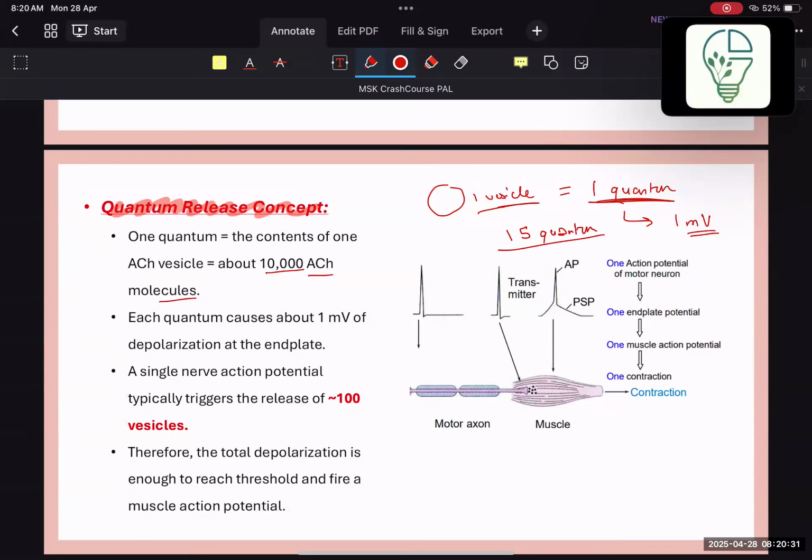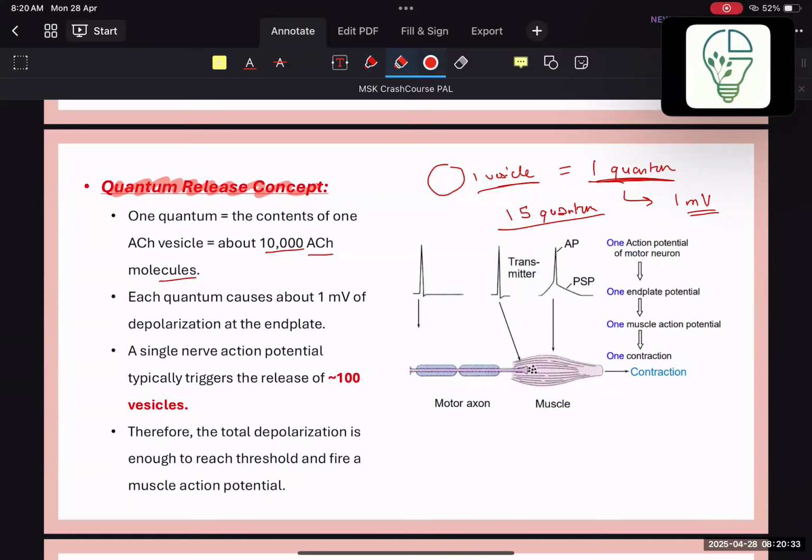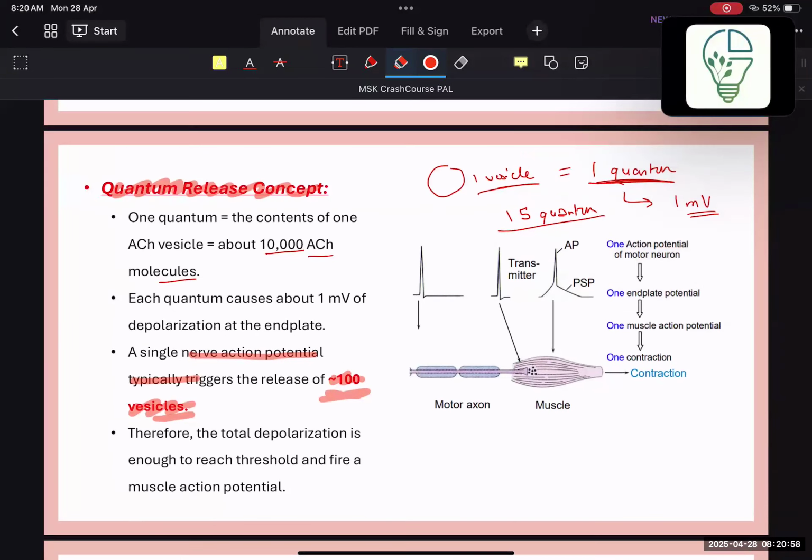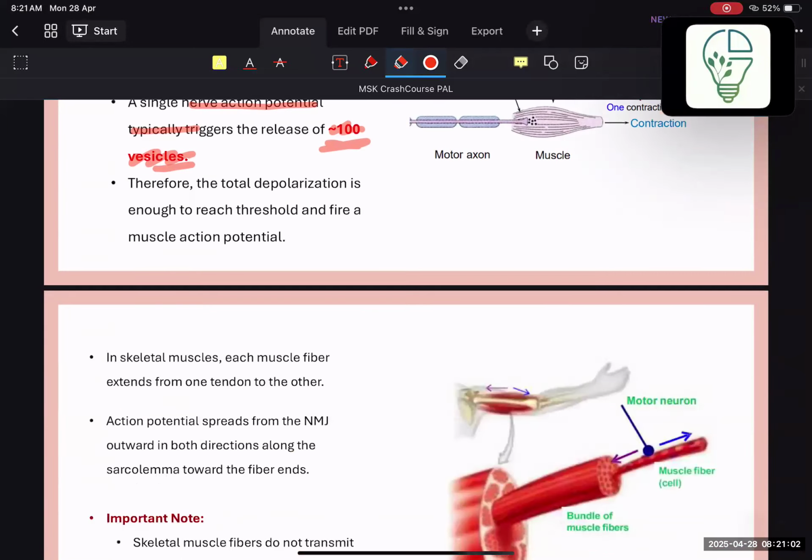potential. And then it goes on to say that in a normal physiological nerve action potential, you usually trigger 100 vesicles. So we were saying that we only need 15 to trigger an action potential, but normally your body releases almost 100 vesicles. Therefore, your body will usually be able to produce action potentials very, very easily, unless you're taking a drug or you have some sort of disorder. That is what the slide is trying to say. It just tries to put numbers to everything that you've learned.